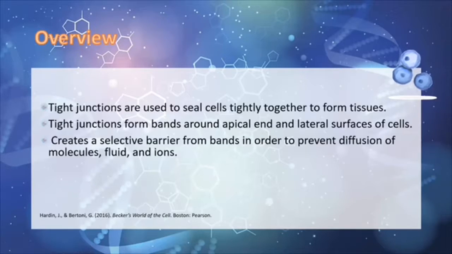So cells have cell-to-cell junctions that help cells join in order to form tissues and other parts. One of these means to join together is tight junctions. Tight junctions are used to seal cells tightly to form tissues and create a barrier in order to prevent diffusion of molecules, fluids, or ions. The barrier created is selective, and molecules that are not able to cross require proteins.